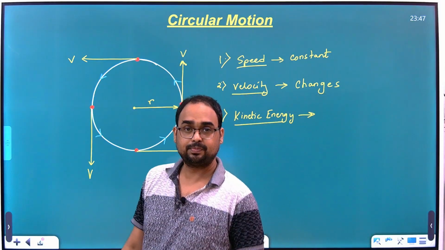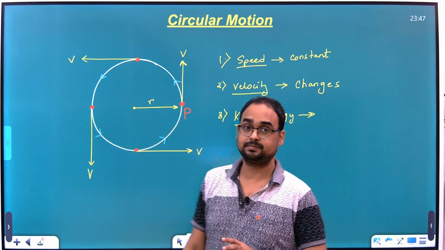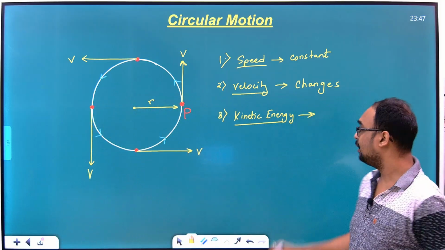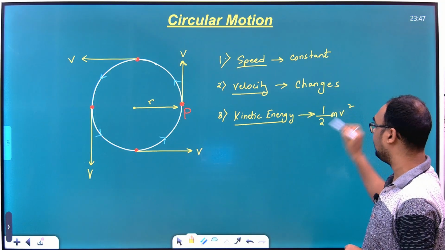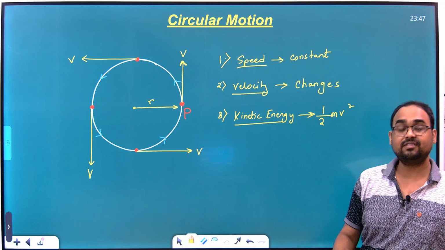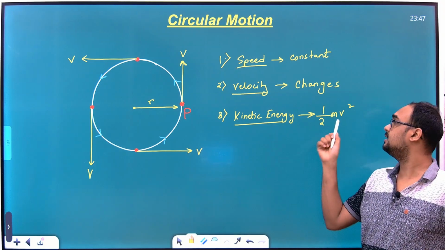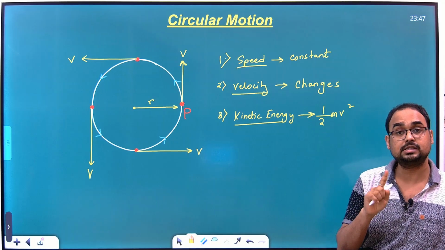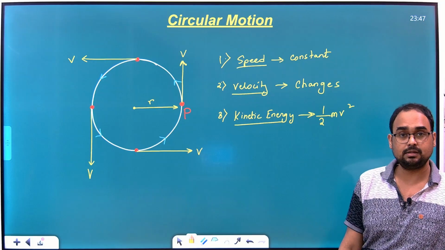Kinetic energy. Now, energy is a scalar quantity, and we know the formula of kinetic energy is half mv square. All students have a very bad misconception that this v is velocity. No, energy is a scalar. If energy is a scalar, this v should have been speed.